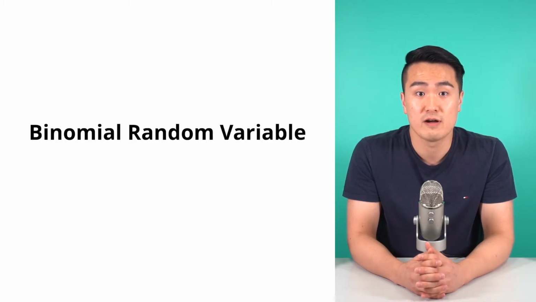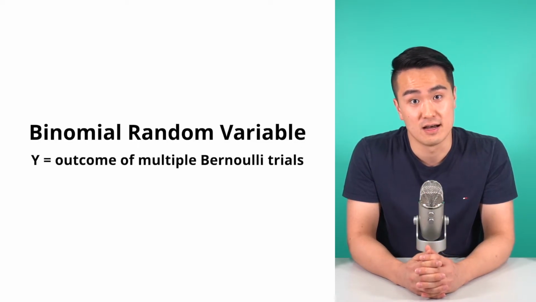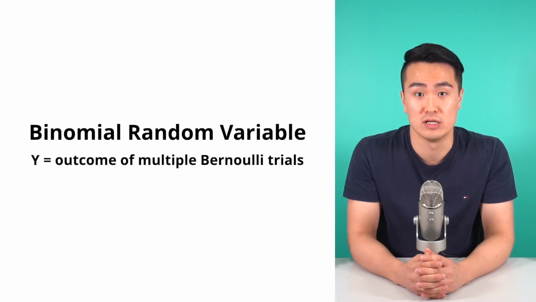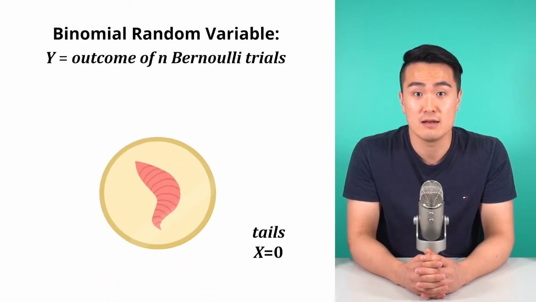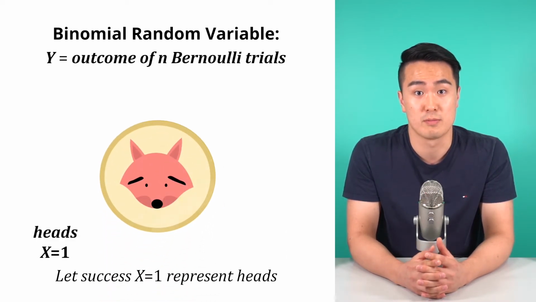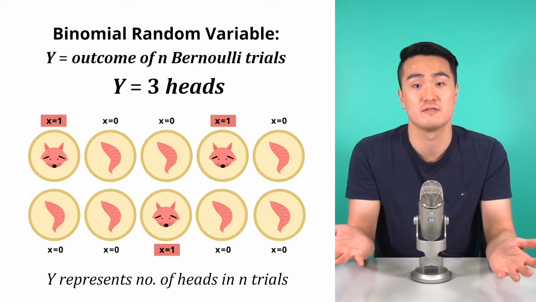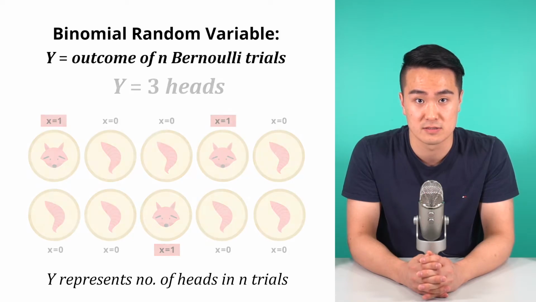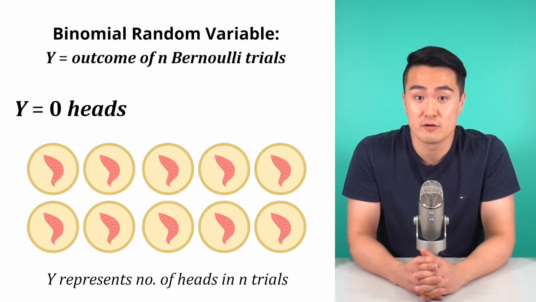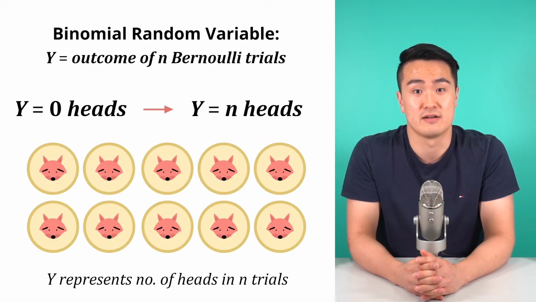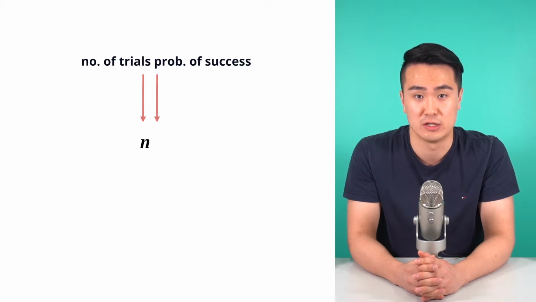So a binomial random variable, let's say y this time, is the outcome of multiple Bernoulli trials. So if there are n Bernoulli trials and x equals 1 represents success for each trial, y then represents the total number of successes in n total trials. Hence, y can range from 0 successes to n successes out of n trials. So in contrast to a Bernoulli random variable, for a binomial random variable, we need to know how many trials there were, n, and the probability of success of each trial, p.